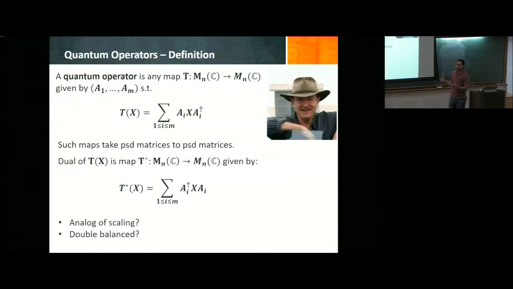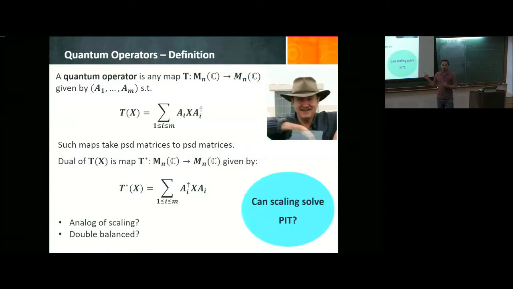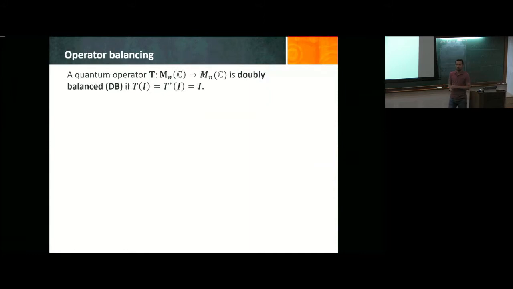Now, I promised you I'll give you a scaling problem, right? What is the analog of scaling here? And what is the analog of doubly balanced? And by the way, just to give you a motivation of why Gurvits defined this problem: his motivation to define this quantum operator in his paper is actually, can we solve PIT by scaling? That was his attempt. Now let's see what the operator scaling problem is.